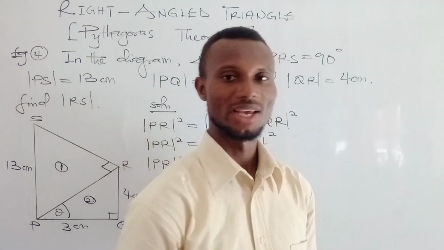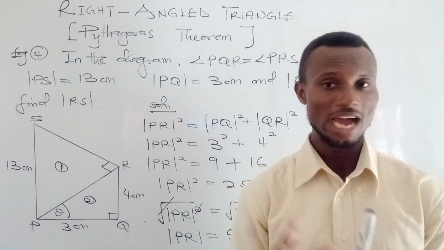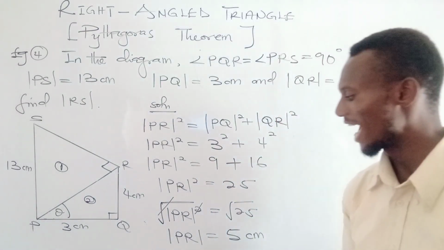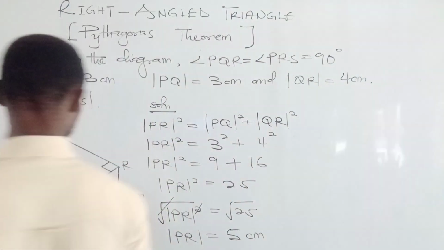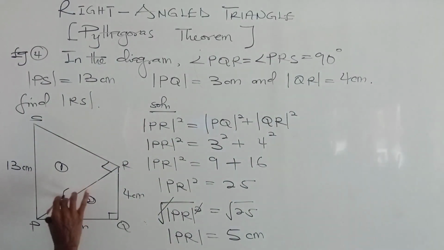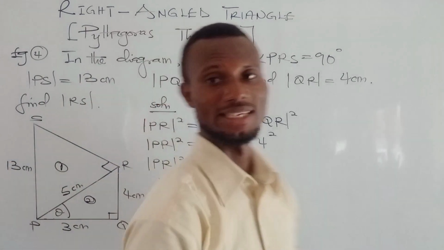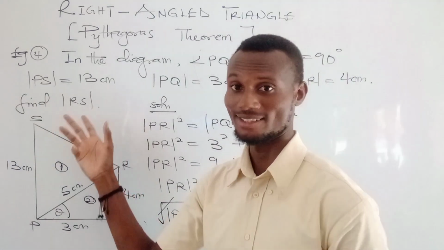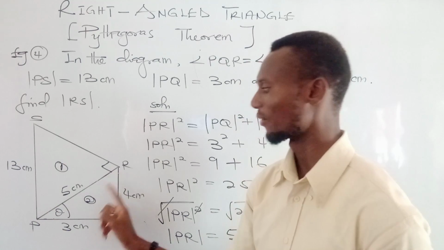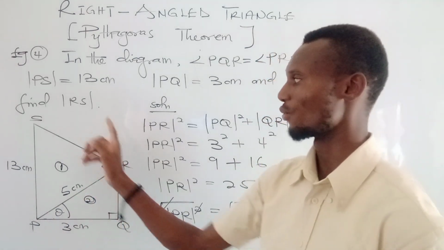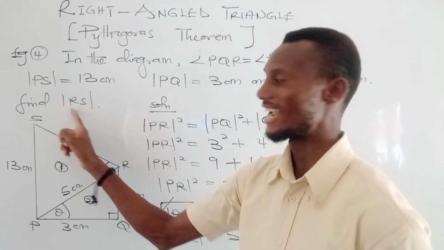I hope the explanation is clear enough up to this point. So we've gotten our line PR, which is 5 centimeters. Let me write it there. So we have this side to be 5 centimeters. Now we can proceed and find the line RS that the question is asking us to find.